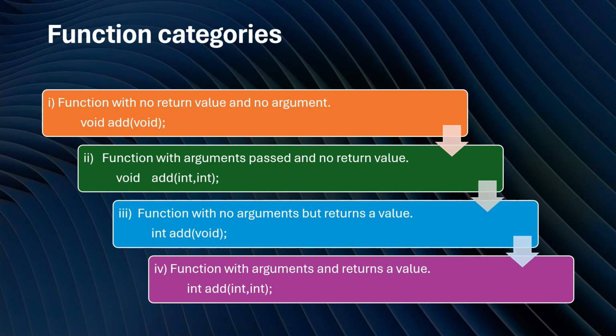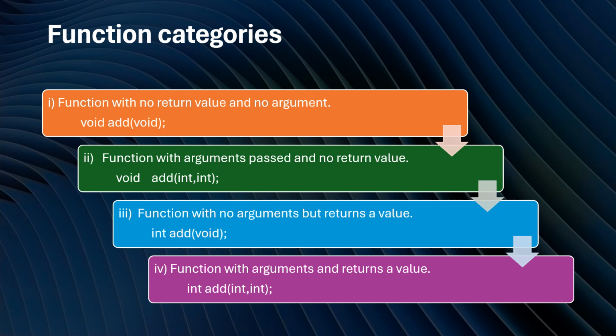Function categories. Functions will be of these kinds. First, functions with no return values and no arguments. A function can be without return values and without arguments, that is, it does not return any value. For example, void add(void): void means it won't return values and there are no arguments either.